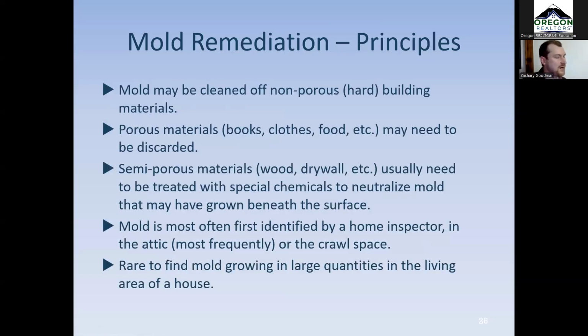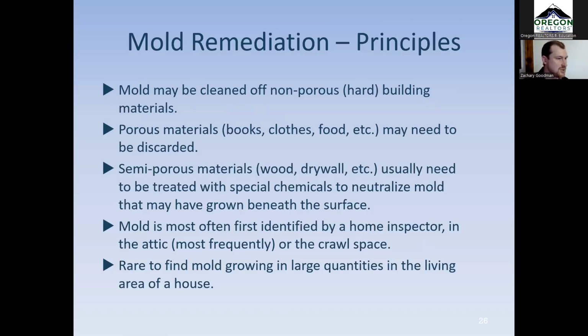Mold may be cleaned off of non-porous hard building materials. Porous materials may need to be discarded. If there is mold growth in especially books and clothes, it is hard to get that out. Dry cleaners will work for books or for clothes. In some cases, books. There are other items where dry cleaners are actually a viable option. We do a lot of that on the restoration side. But there are also cases where we simply say that material is just too damaged. You're not going to be able to get all the mold out. So that's a question of, do you want to live with that moldy couch or do you want to get rid of it?